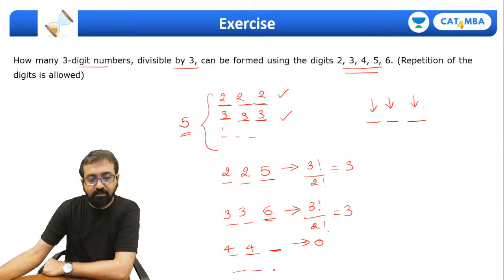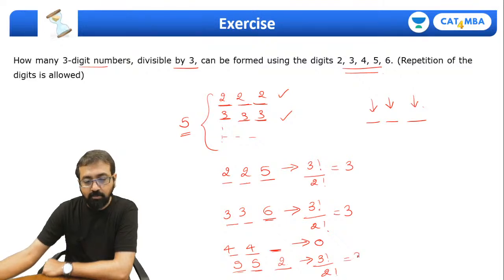Then if I take 5 over here, can I say I can put 2 over here? Of course I can put 2 over here. That's the only way. So the number of numbers will be 3 factorial by 2 factorial. Why am I dividing by 2 factorial? Because 2 digits are same. So again, this will be 3 numbers.